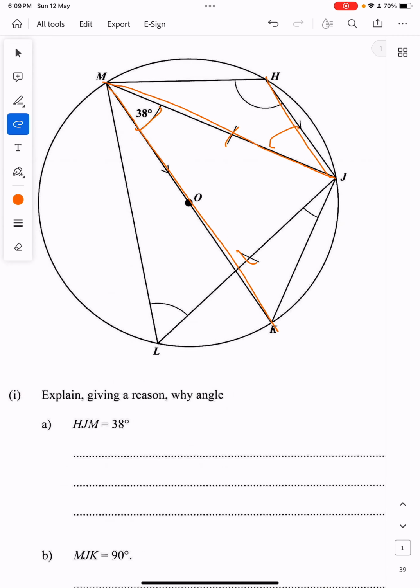Your reason would be: angle HGM and angle GMK are alternate angles. Right? So that's going to be our answer for that.